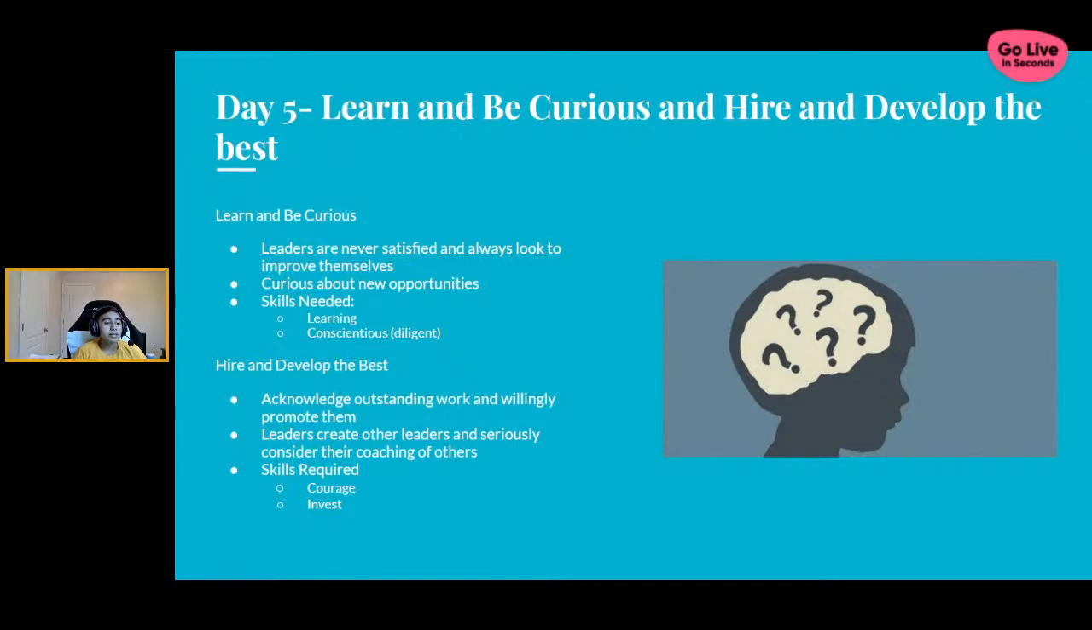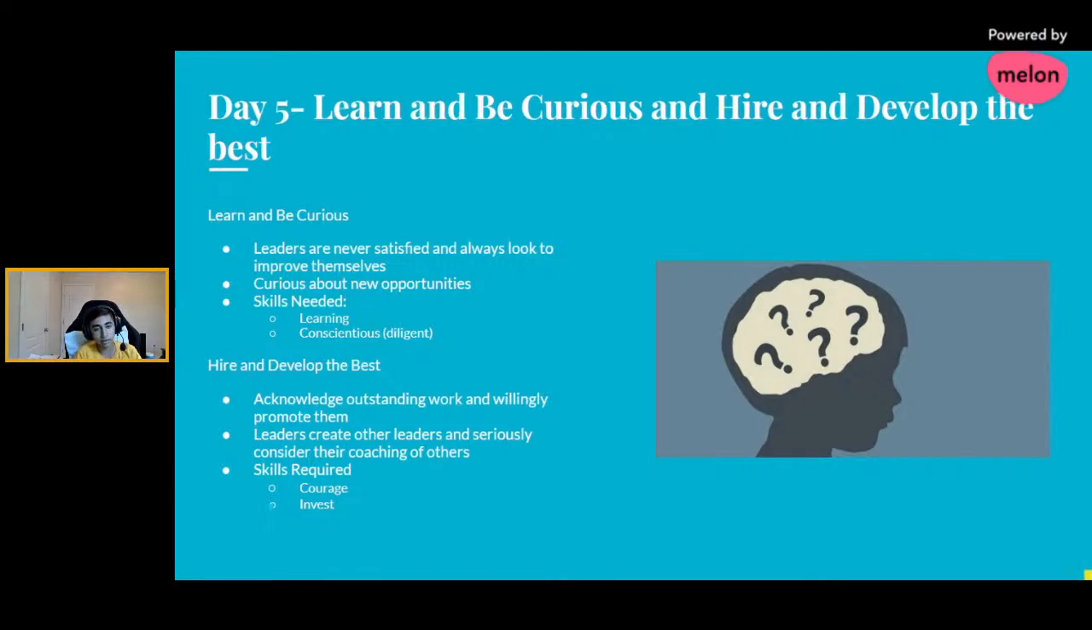Hiring and developing the best. So this is where you want to acknowledge outstanding work and willingly promote people. And leaders create other leaders and seriously consider their coaching of others. So the skills required for this are the courage and ability to invest.